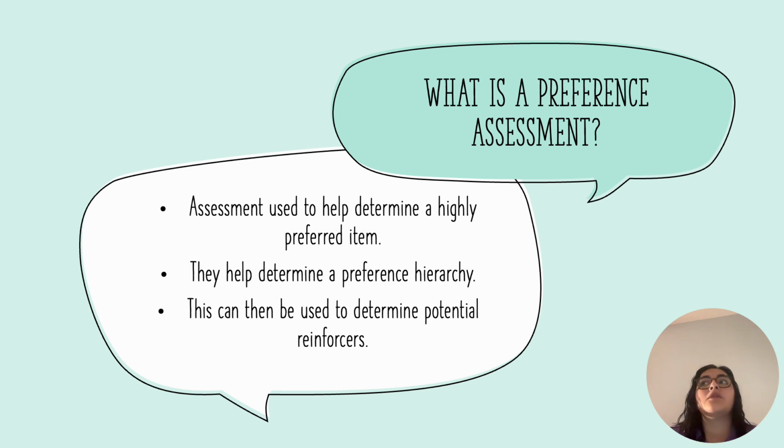A preference assessment only determines if an item is liked more or less when compared to other preferred items. It does not determine if this item is reinforcing. For that, you would have to use a reinforcer assessment, and that will then determine the efficacy of the item as a reinforcer. So does it help increase the target behavior that you want it to increase? For a preference assessment, you're just determining if the individual really enjoys that item or not.